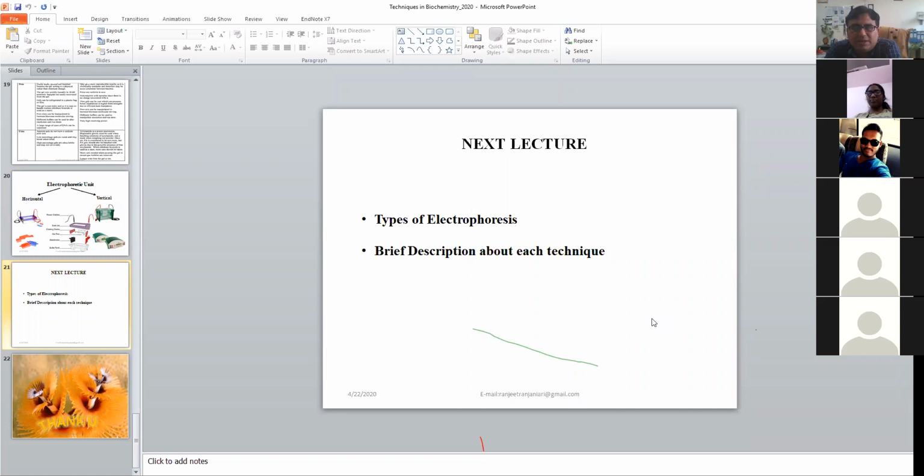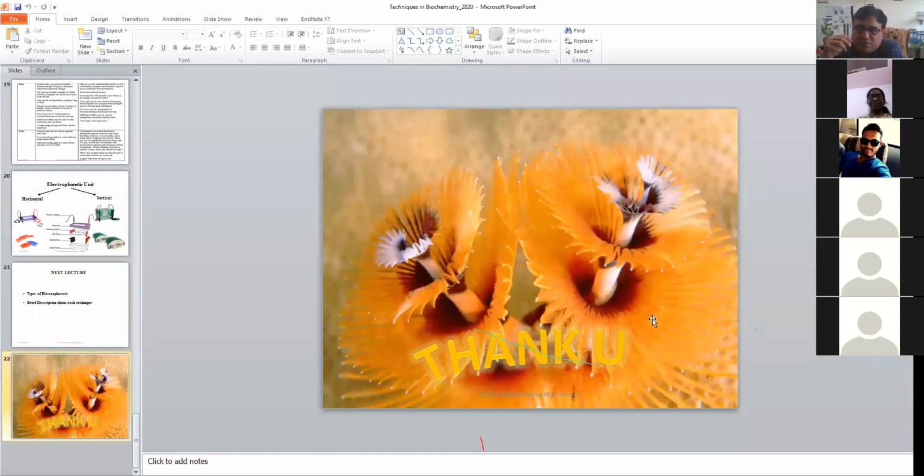Next class I will go for the types of electrophoresis, and then one by one I'll take each and every type of electrophoresis, and tell you what the uses of that particular technique are, what the basic principle is, how we can plan, and how best we can use it. So with this brief note, if you have any queries you can ask, or you can send me your queries on the mail and I will love to answer, right?